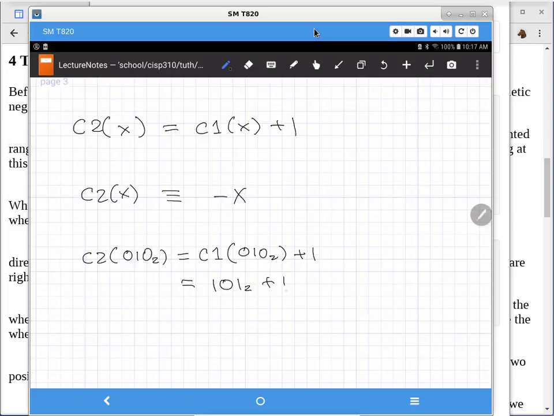I'm waiting for the tablet to catch up. Okay, but I'm also saying 110 is used to represent negative 2 in this case. So let's look up that wheel and see whether 110 is actually negative 2.